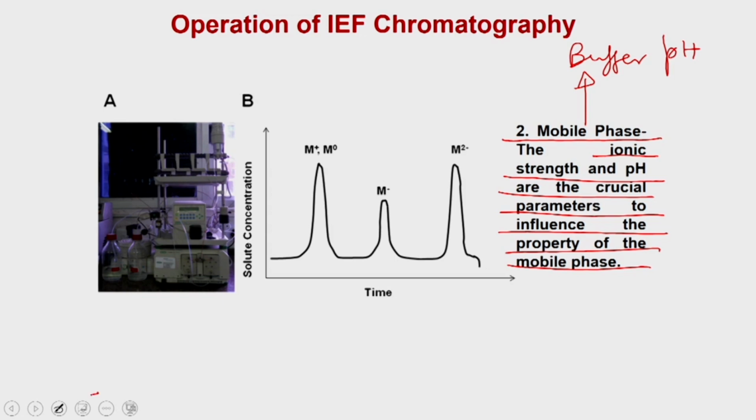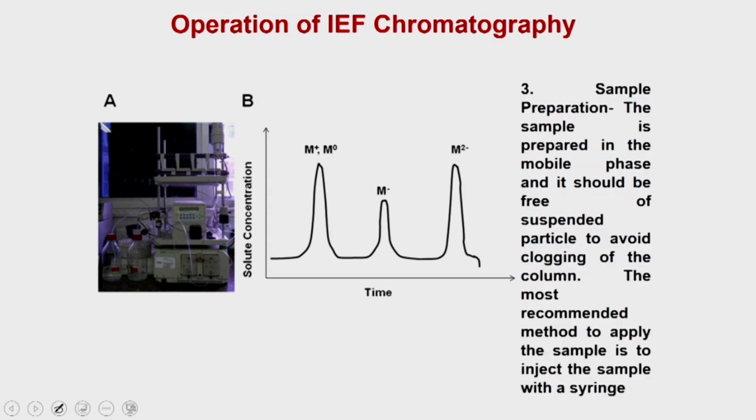Now, the third step is you prepare the sample. The sample is prepared in the mobile phase, and it should be free of suspended particles to avoid clogging of the column. When you prepare the sample in the mobile phase, there is no change in pH, and the mobile phase should not have any particulate matter, so that it does not clog the column. Otherwise, it will not allow the run of the buffer. Then you can use the injection valve to inject the samples.